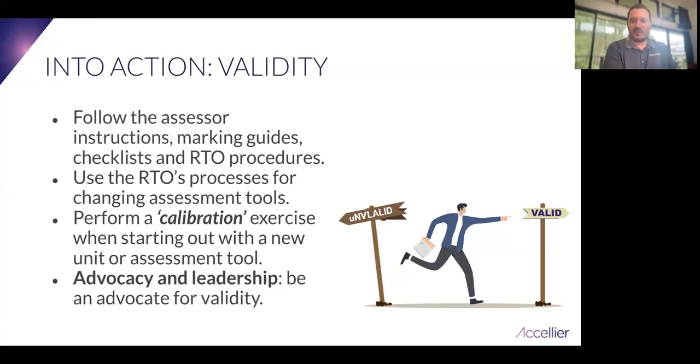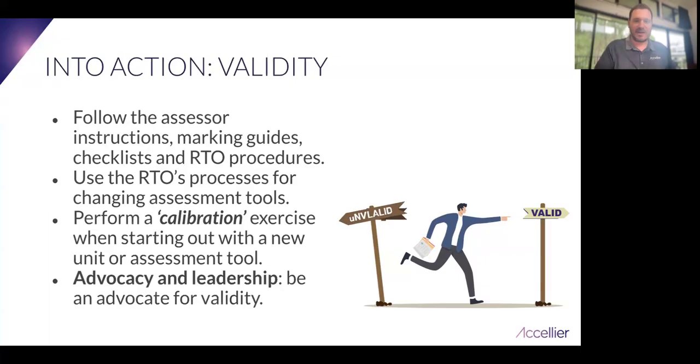But then some of you might say, well, I really think the assessments our RTO is using are lacking. I see glaring holes in these procedures or in these checklists, or the marking guides are not accurate. Some of the issues I talked about on the previous screen. So what do you do? Well, your RTO will likely have a process in place for getting these assessment tools changed. So find out what that is, find out how to approach the right person to have changes made, or at least advocate for changes.